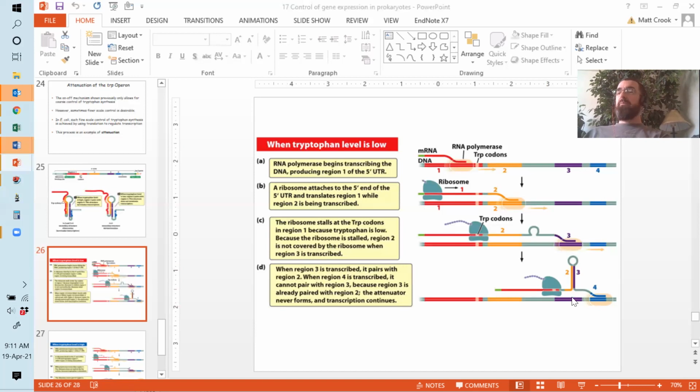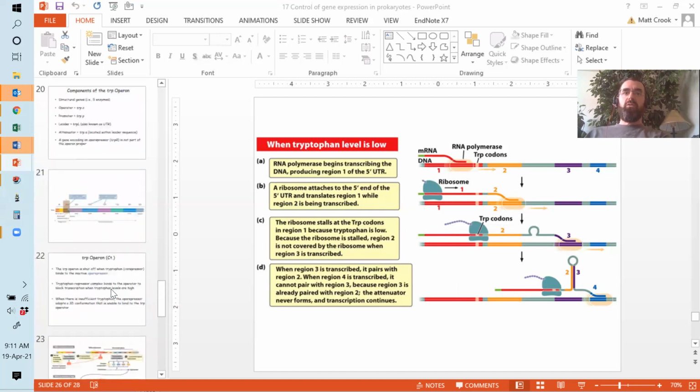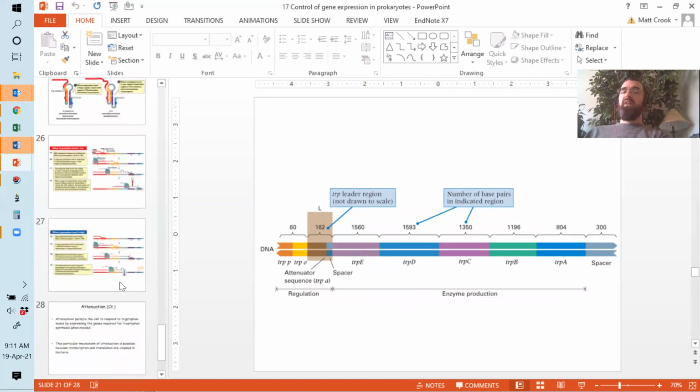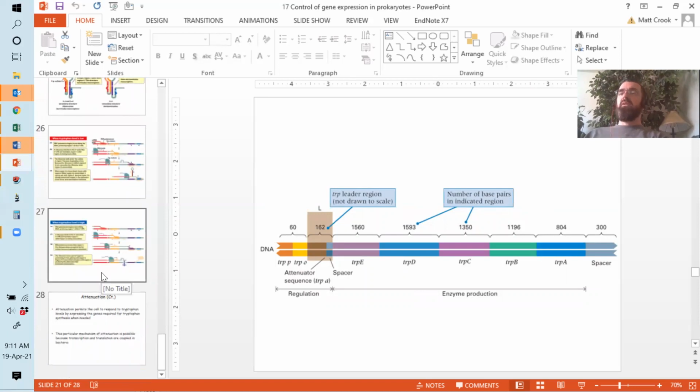Anyway, so if that happens, then the terminator loop doesn't form. RNA polymerase finishes this little leader sequence and starts transcribing trpE, which is the first structural gene. And so this whole polycistronic mRNA is produced, translated by ribosomes, and turned into the enzymes that generate tryptophan. Now tryptophan levels start increasing because we are having transcription and translation of the trp operon.